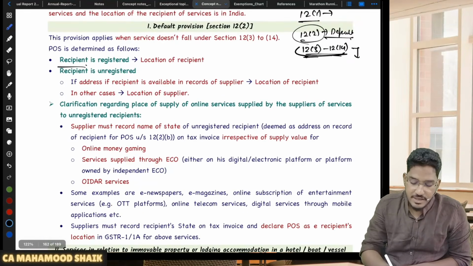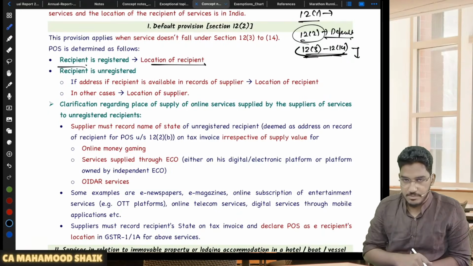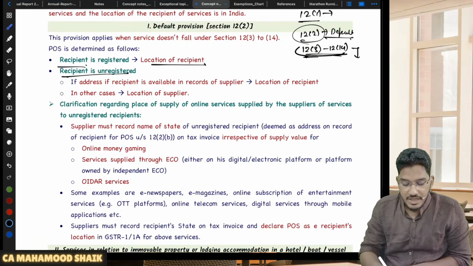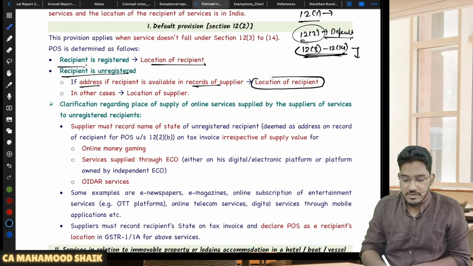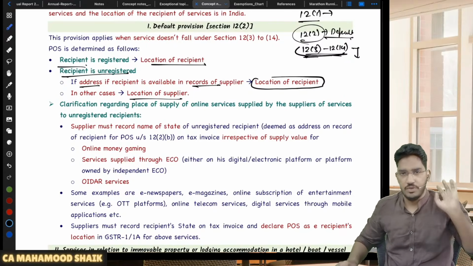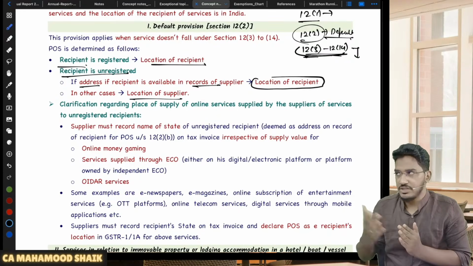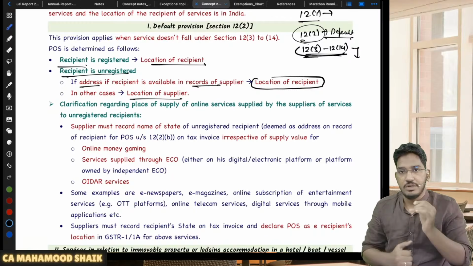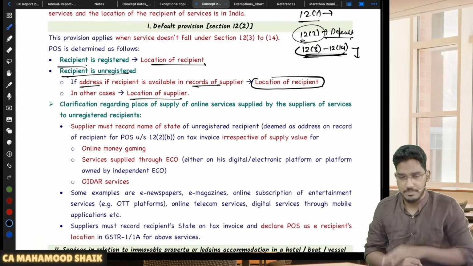In case the recipient is registered, it is the location of the recipient. If it is a B2B supply, the location of the recipient will always become the place of supply. If the recipient is unregistered, if it is a B2C transaction, and the address of the recipient is available in the records of the supplier, then the location of the recipient. If the address is not available in the records of the supplier, then the location of the supplier will become the place of supply. This is one default rule. Very simple: if B2B, location of the recipient. If B2C, if the location of the recipient is available, location of the recipient. If not available, location of the supplier.